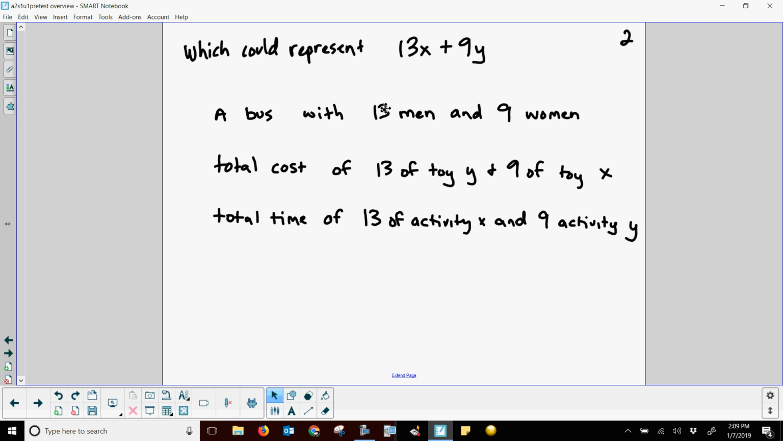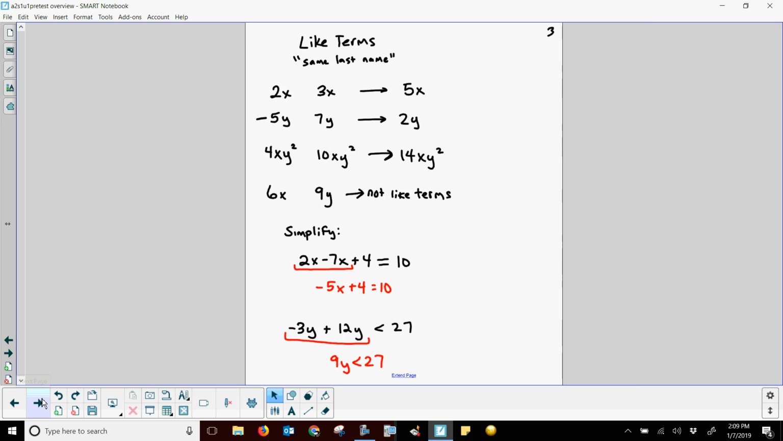Men and women could have worked if it's adding some sort of other kind of variable to it. Just having 13 men and 9 women, that's 22 people, but 13 of activity x works. So maybe x is doing 10 push-ups and y is doing 10 sit-ups, or 20 sit-ups. So then I know x is 10 and y is 20, and maybe it could work out that way. So that's the second concept.